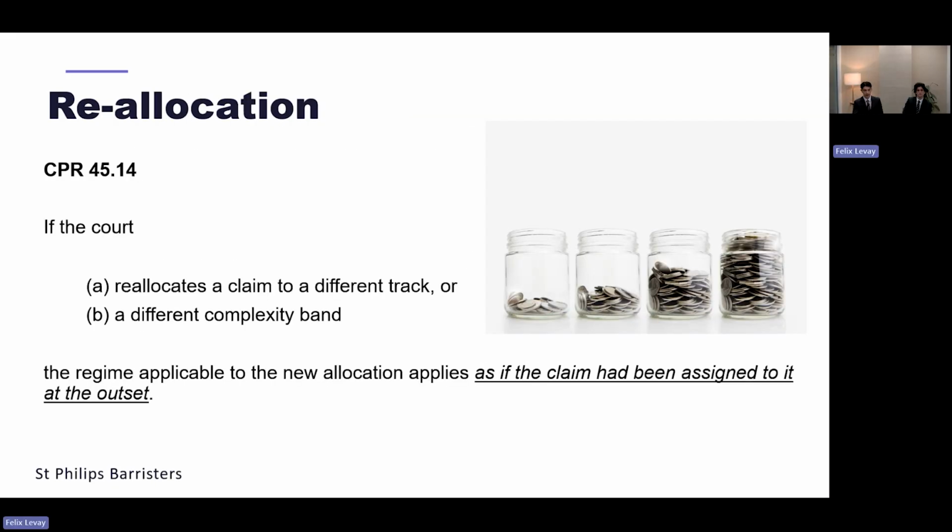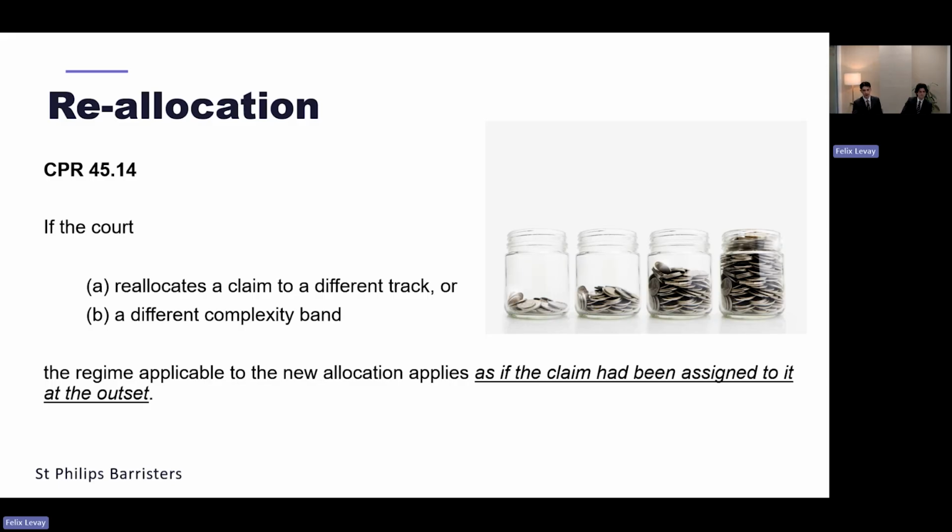First of all then, reallocation, and Felix has mentioned this already. We've certainly had plenty of experience where we've managed to reallocate things, either shortly before trial or at trial. It's always one that's worth discussing, especially with counsel once instructed, because as we put at the bottom there, if something is reallocated to a new band or a new track, that applies as if the claim had been assigned to it at the outset. So it completely reevaluates the costs that are recoverable.